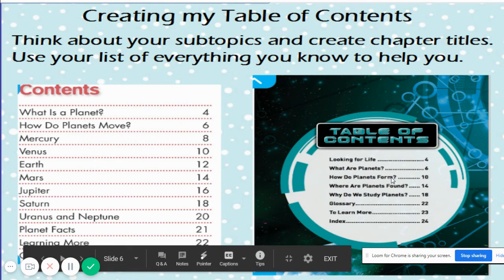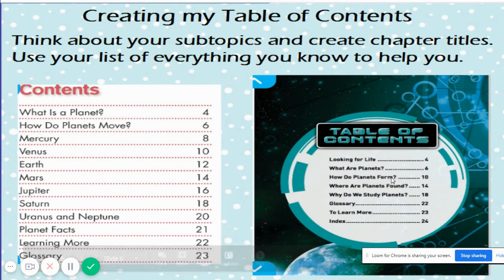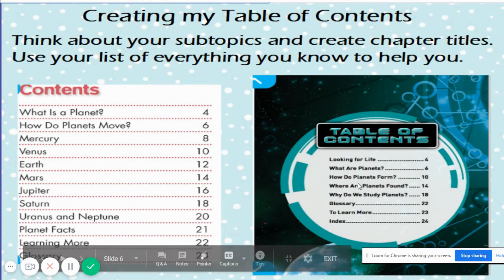This table of contents says looking for life. So it's kind of like exploring planets for life. What are planets? How do planets form? Where are planets found? Why do people study planets? And it also includes a glossary. When I look at these two, I feel more comfortable writing about each of the different planets than I do writing about these. I think I want to explore each of the different planets.